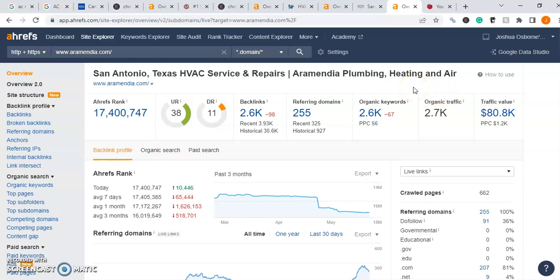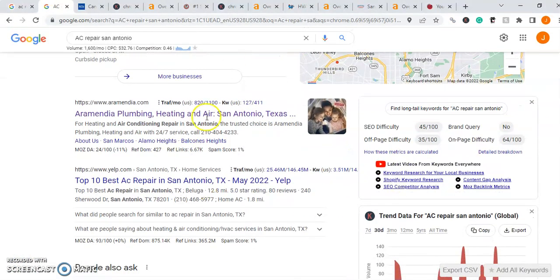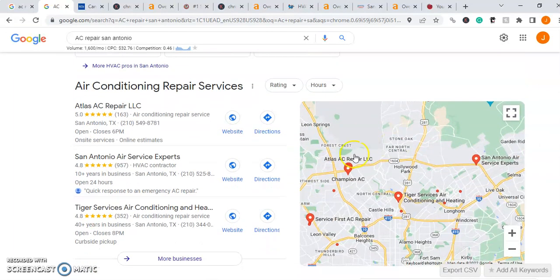So let's go back to the Google search engine results page and talk about Google My Business and how that can affect your business. And if we scroll down here, what we've been talking about is down here in the organic search results. However, we do have this map pack up here. And what is this and why is it so important?